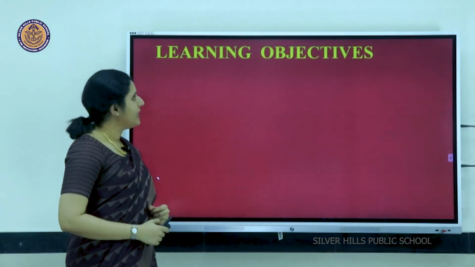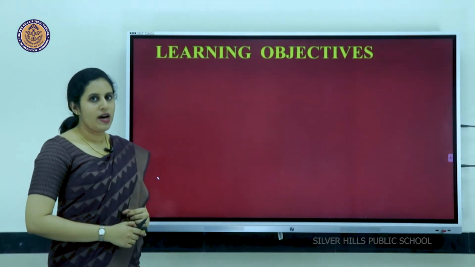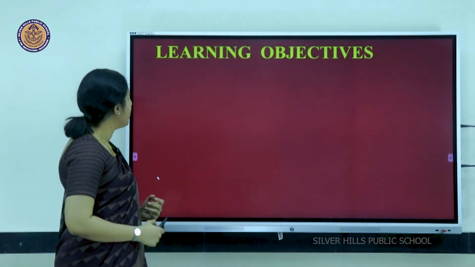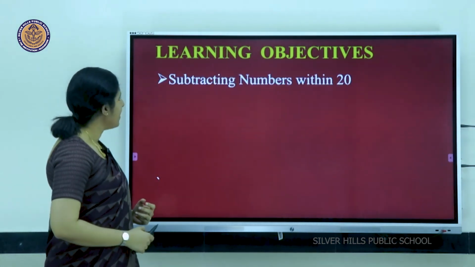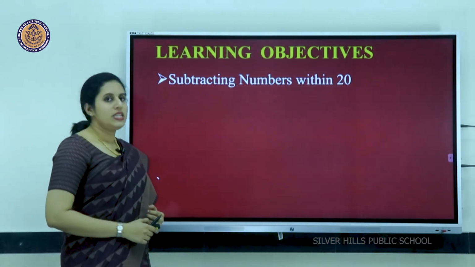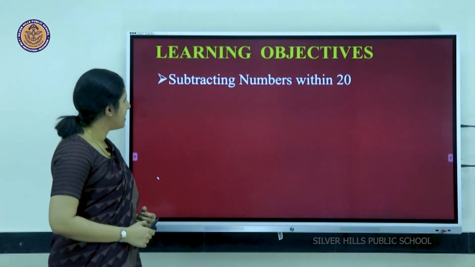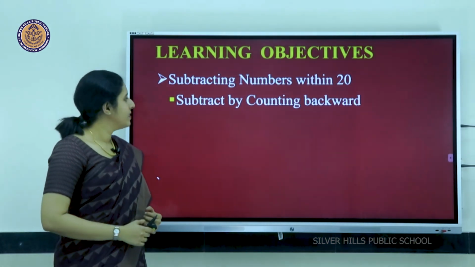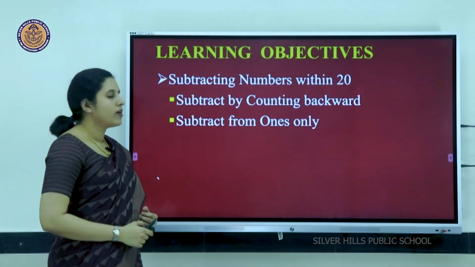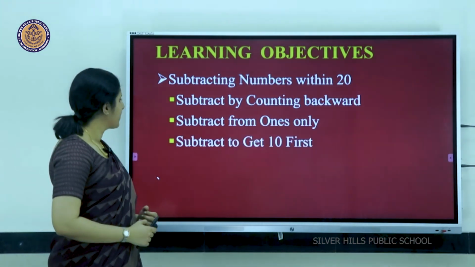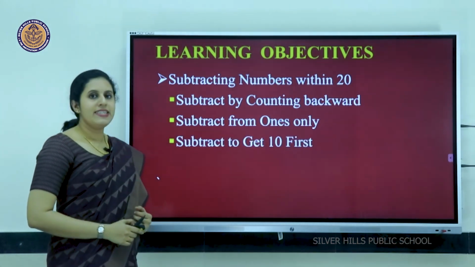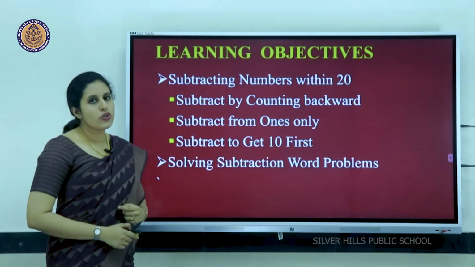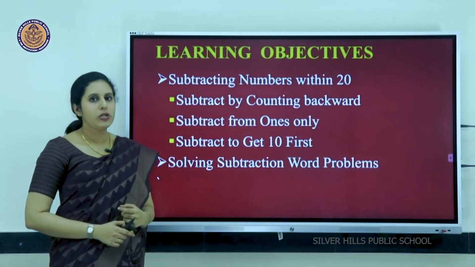Let's see what the learning objectives for the chapter are. By the end of this chapter, you will know the following: subtracting numbers within 20. Under that, subtract by counting backward, subtract from ones only, subtract to get 10 first. Then you will also learn to solve subtraction word problems.